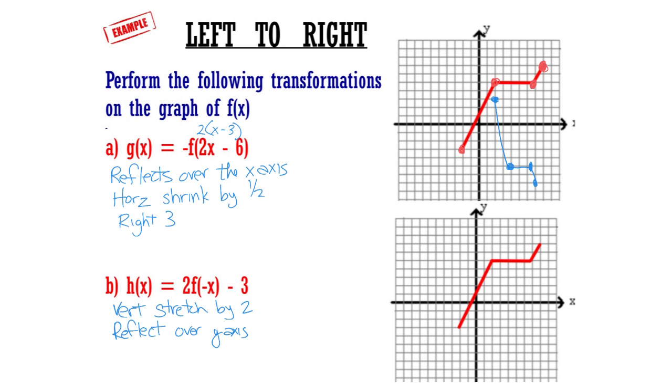And then the -3 is outside, so that's a vertical thing. I can say a vertical, but how about if I just write that it's going to go down 3?